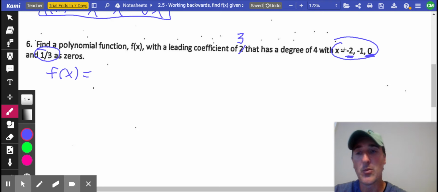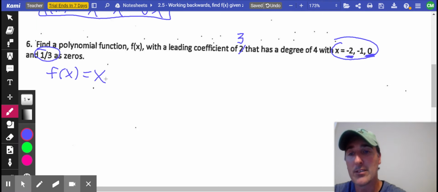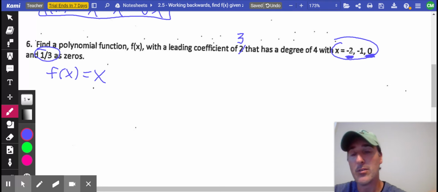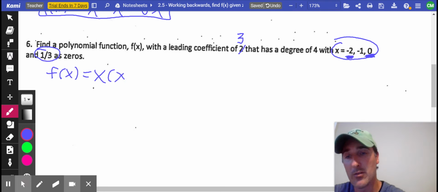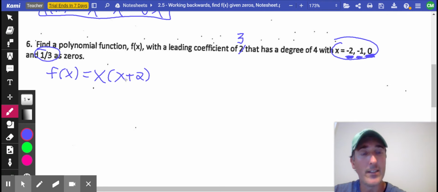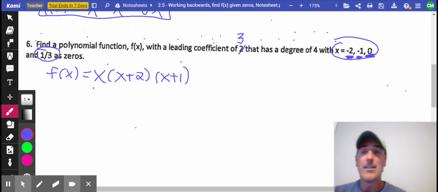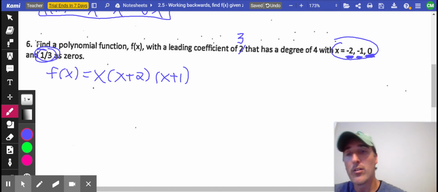-2, just like the last one, if that's a 0, well, I'll put x for the 0 as a 0. If -2 is a factor, then we get x plus 2, as I said, just like the last one. If -1 is a factor, then x minus -1 or x plus 1, that's a factor. Now, this could be a little bit tricky, 1/3.